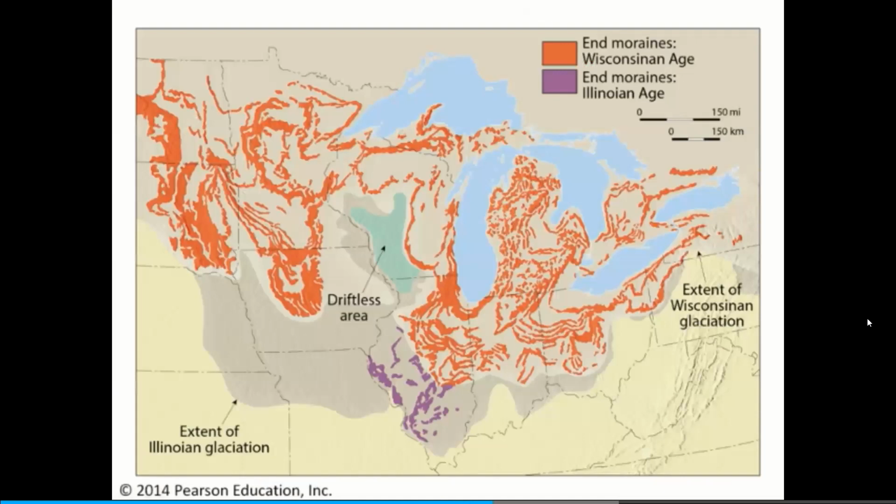Another feature that we discussed were end moraines. Here's a look at the American Midwest. There's two generations of end moraines depicted on this map.